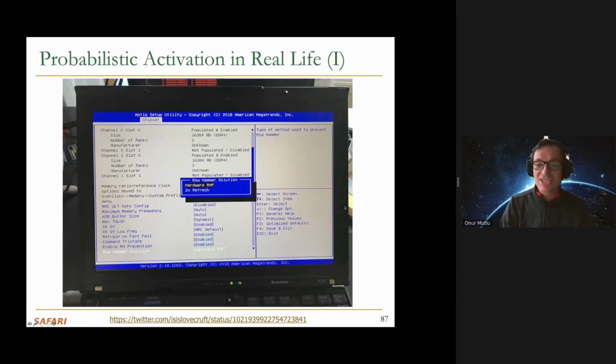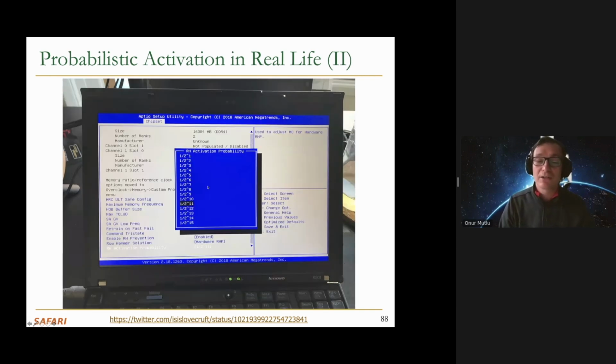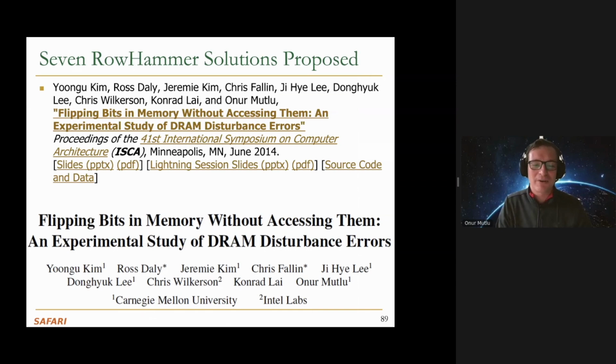You could actually adjust in the BIOS. Sorry about this. Pick your Rowhammer solution in your BIOS. You could either choose 2x refresh, as you can see over here, or hardware Rowhammer protection. If you go into the hardware Rowhammer protection, it's a mechanism called probabilistic refresh, adjacent row activation, essentially. And you can choose your probability, as you can see over here. And if you choose your probability wisely, then you can actually get rid of your vulnerability, in my opinion, but at the expense of performance overhead, of course.